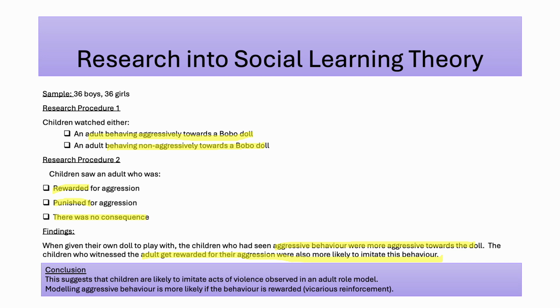So there are 2 really important conclusions there. Number 1, this idea that children do learn through observation of role models, and number 2, vicarious reinforcement increases the likelihood of behaviour being displayed.